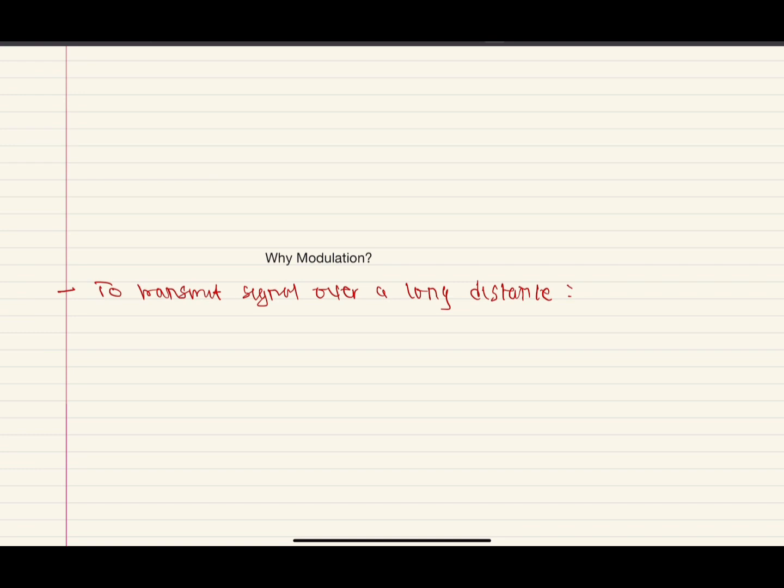If you don't modulate it, there will be attenuation on the way. And therefore, modulation allows us to combine a low frequency signal with a higher frequency carrier signal, which can then be transmitted over a long distance with much less attenuation. That's what you need to take note. So in this one, we can say it helps us to get less attenuation.